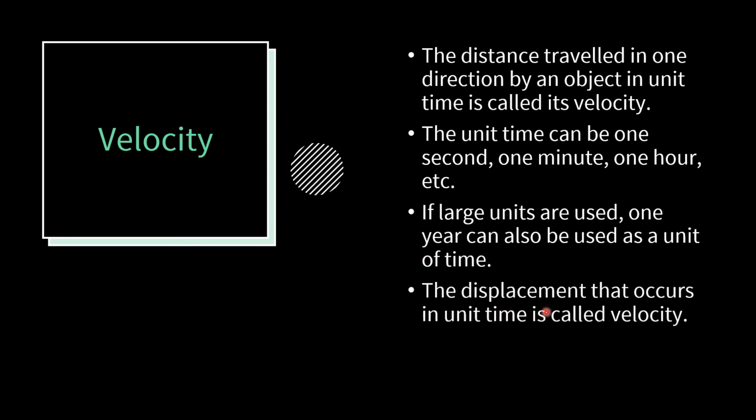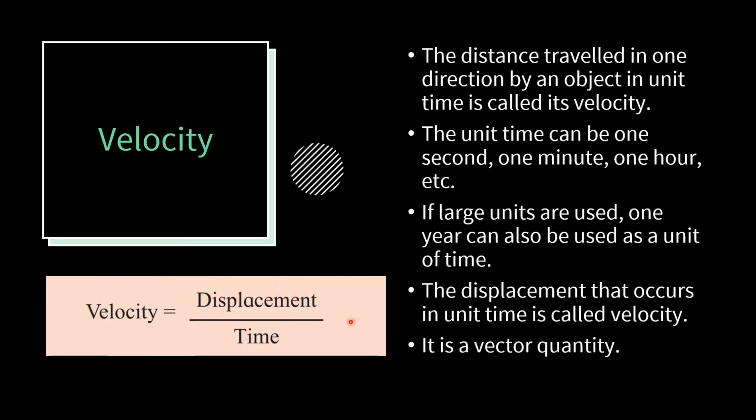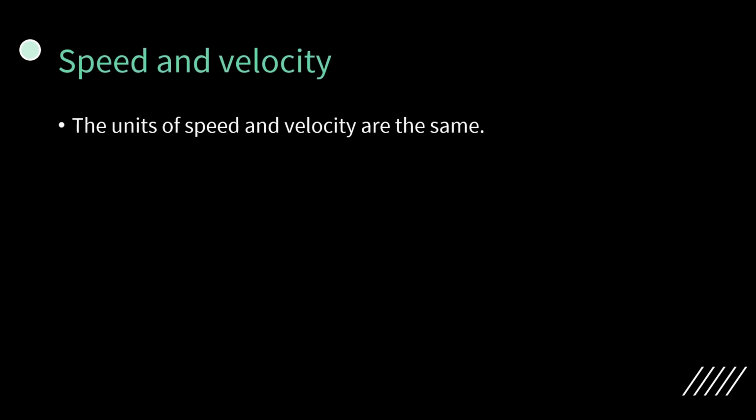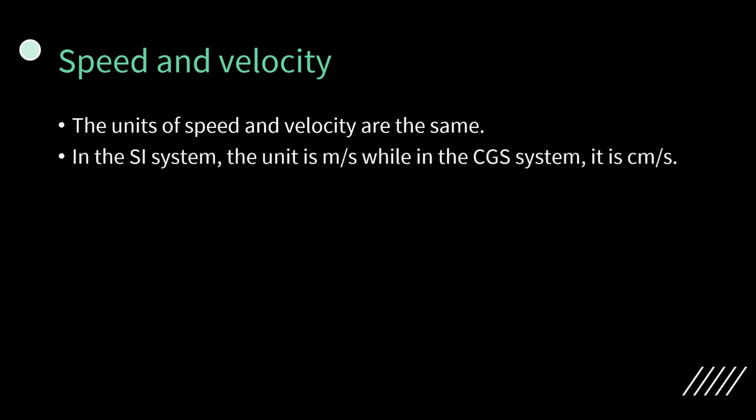The displacement that occurs in unit time is called velocity. It is a vector quantity and the formula to calculate velocity is displacement upon unit time. Comparing speed and velocity, the units of both speed and velocity are the same. In the SI system, the unit meter per second is used, whereas in the CGS system, that is an older system, it is centimeter per second.